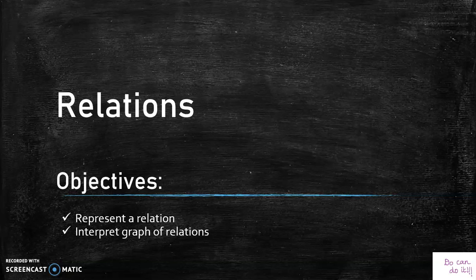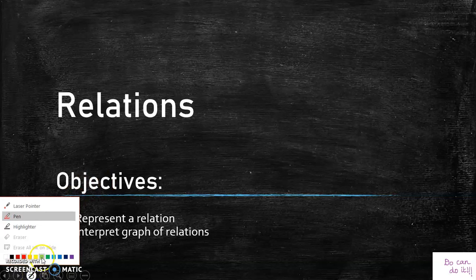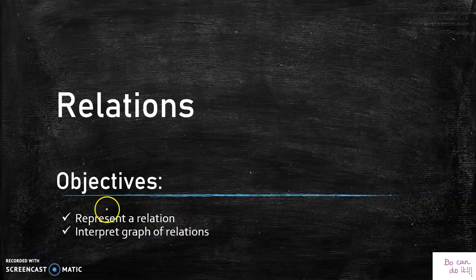In this short video, we'll be seeing about relations. So we'll be covering two objectives today. The first objective would be representing a relation, and the second one is to interpret the graph of relations. So first let us see the relations.